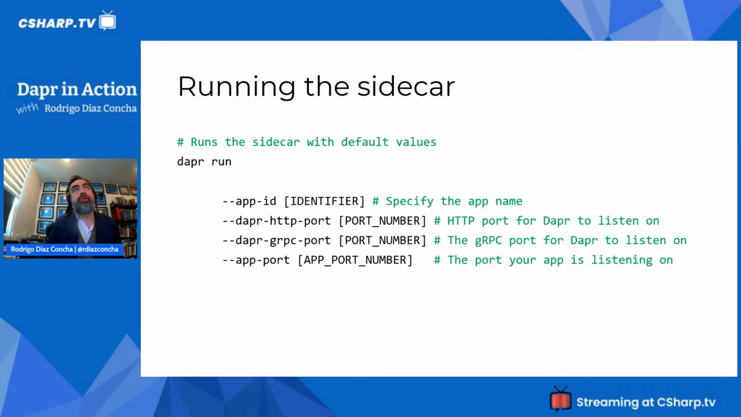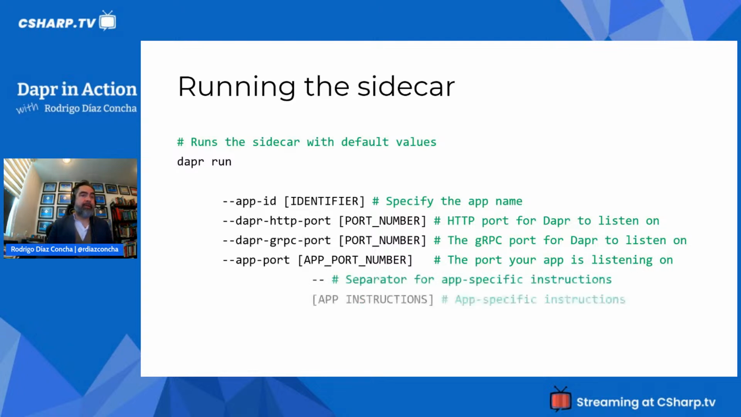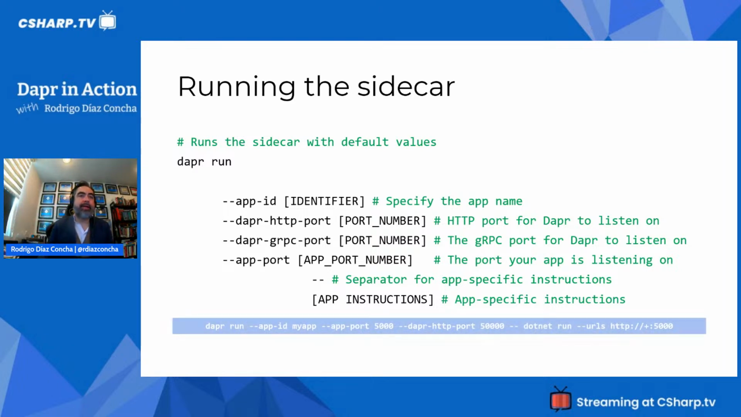You can use the URLs flag if you happen to be using .NET, so you have more control over the port that your application is using. And then the separator, right? Double dash, and then your specific instructions for running the application, such as dotnet run, and then the URLs flag, and so on. And basically that's it, okay?